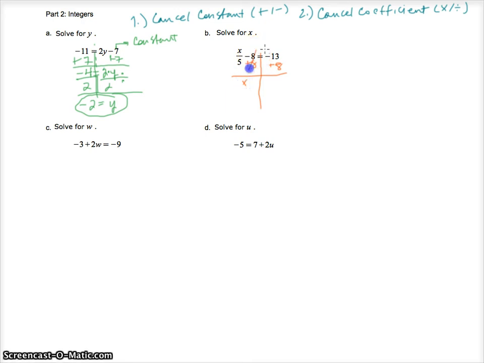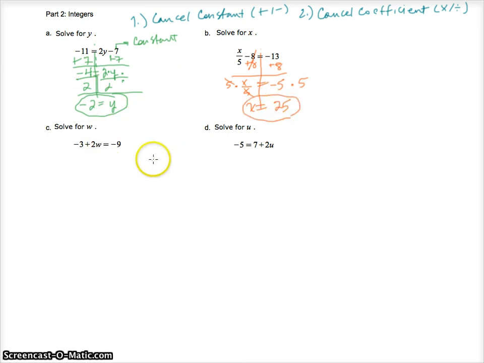So I will end up with x over 5 being left over. Negative 13 plus 8, well, this is subtraction, so it would be 13 minus 8, which is 5. The negative is larger, so it's negative 5. Now that I have division, I need to undo that by multiplying. So multiply by 5 on both sides. These 5's cancel. Negative 5 times 5 is 25.